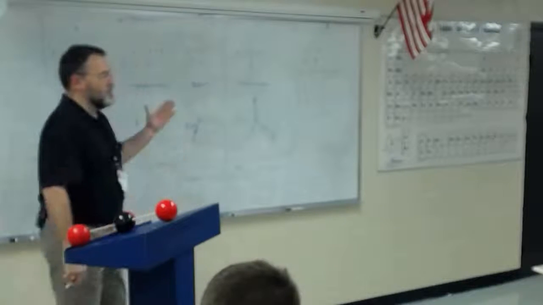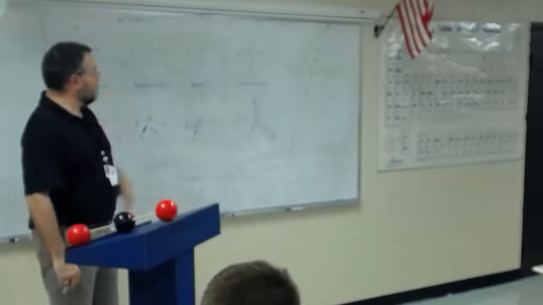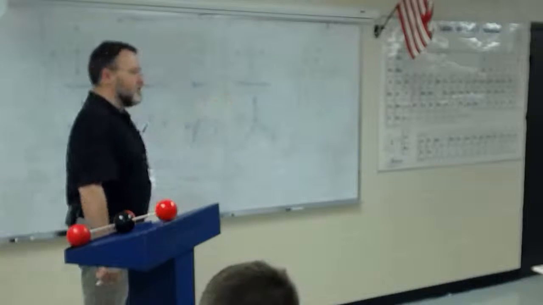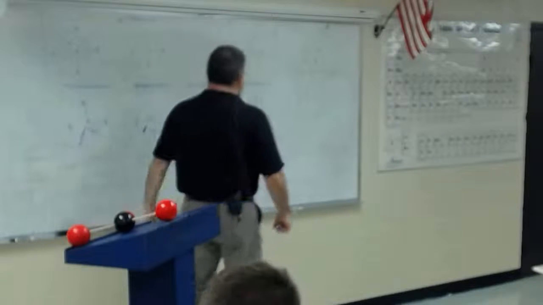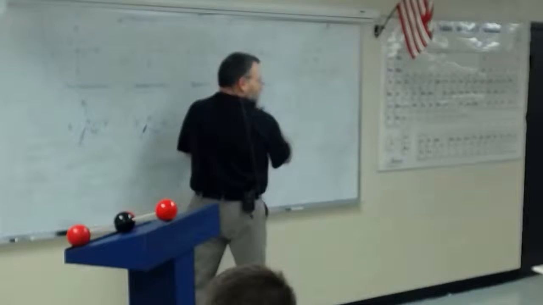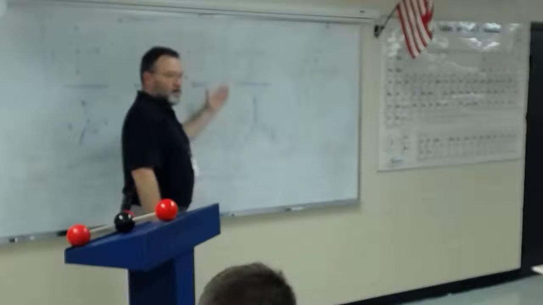What's the difference between those two? Just the angles. Just the angles that I've drawn between the bonds. Now, I've placed the double bond on top because that allows me to cut it down the middle and have symmetry on both sides. The double bond could be anywhere. It could be any one of those three.